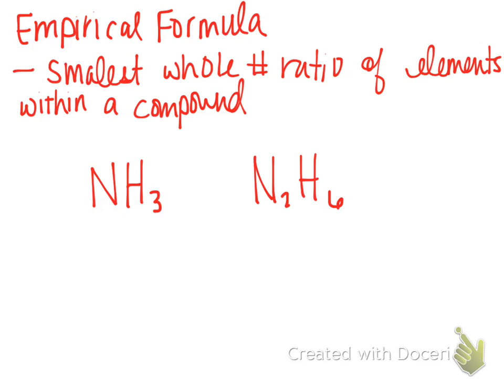It's reduced. It's the reduced version of this one. Right? The ratio is still 3:1, but this is the reduced version. So this would be considered the empirical formula. This is something called the molecular formula, which we'll look at a little bit later. Okay, so the empirical formula is the reduced version of all of those compounds.